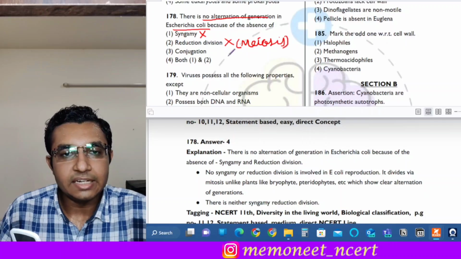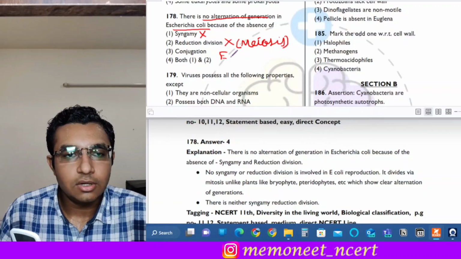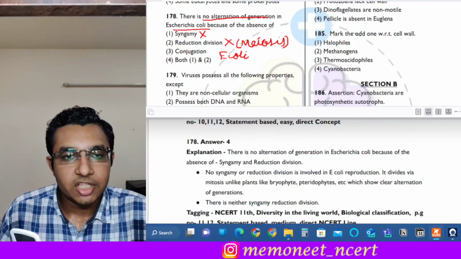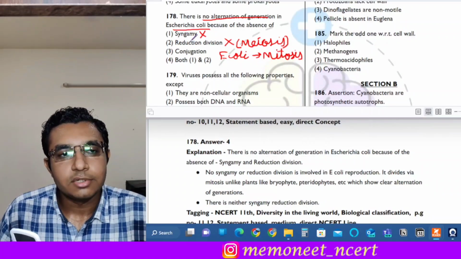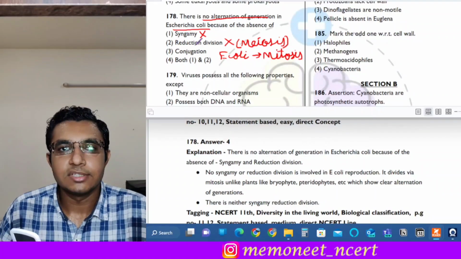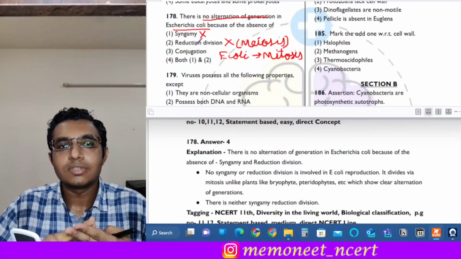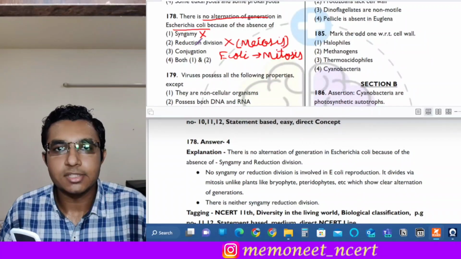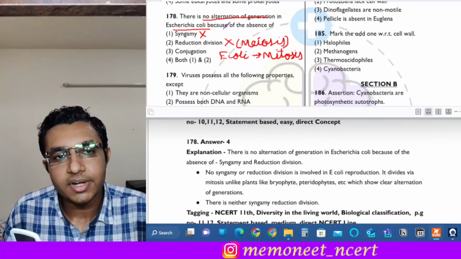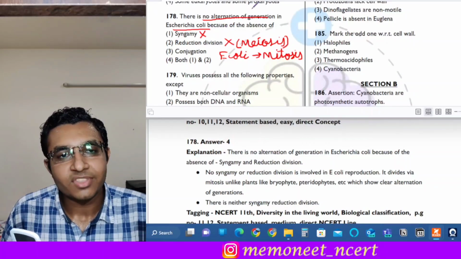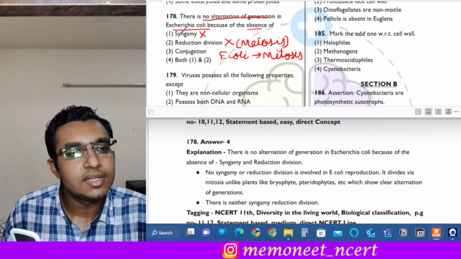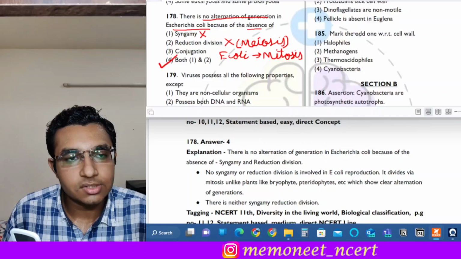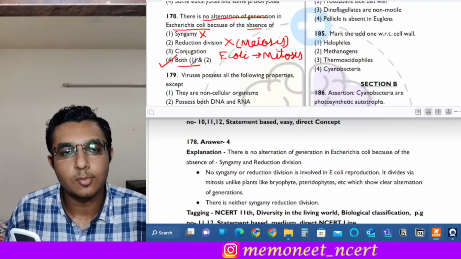So mainly the E. coli divides by what? The method of division or reproduction in E. coli is simple mitosis. In E. coli, first of all, syngamy is absent and the reduction division is also absent, meaning the crossing over of the chromosome does not occur. And due to the absence of crossing over of chromosomes, there is no alteration of generation in E. coli. So the question is, there is no alteration of generation in E. coli because of absence of syngamy and reduction division. So the correct answer of this question will be option 4, that is both 1 and 2.